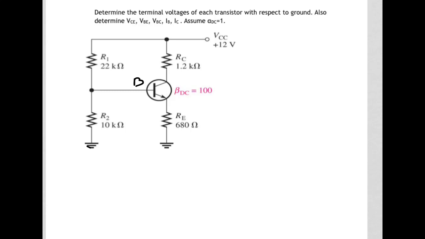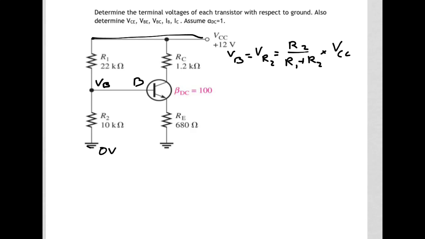So the first thing we need to do is to calculate the voltage, the potential at this point, which is going to be VB. Remember here you have 0 volts, so that's the voltage across R2. So we are looking for VR2. So VB is equal to VR2. And if we use the potential divider formula, which is R2 over R1 plus R2, multiplied by VCC.